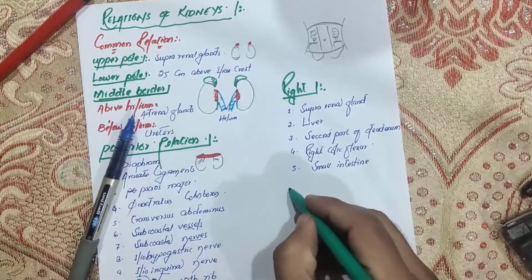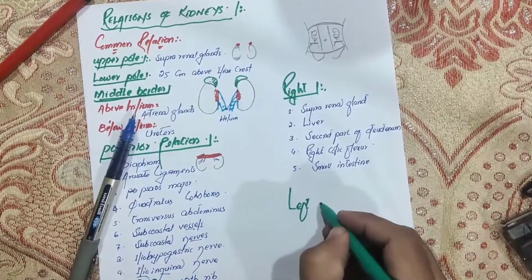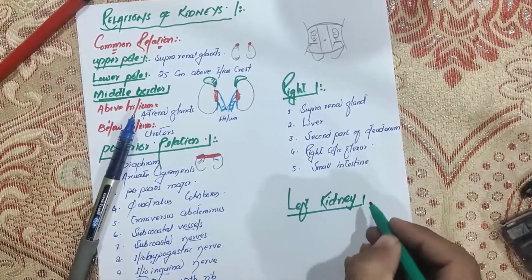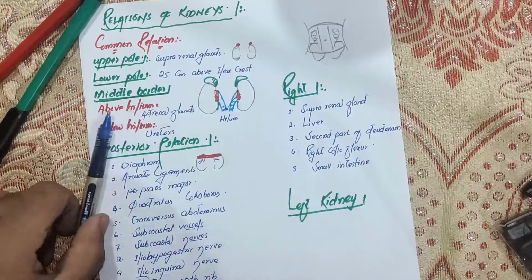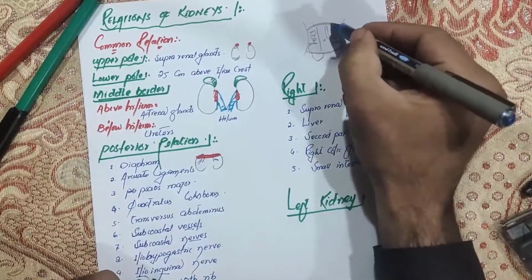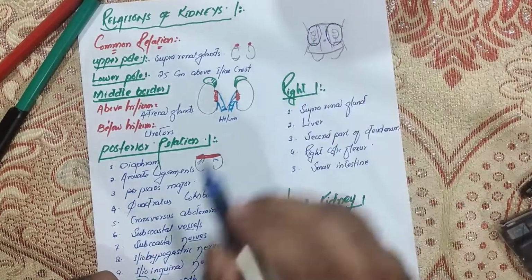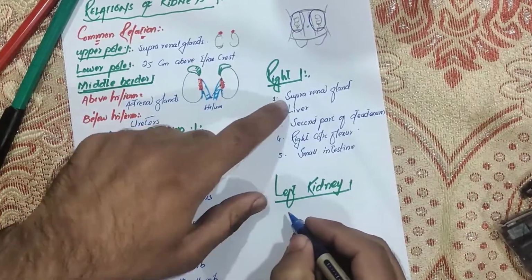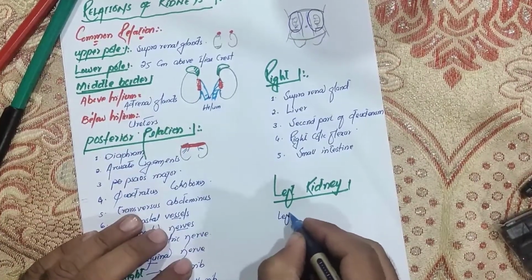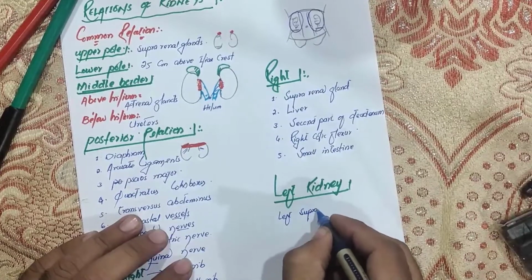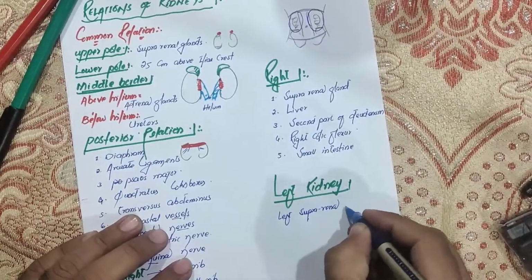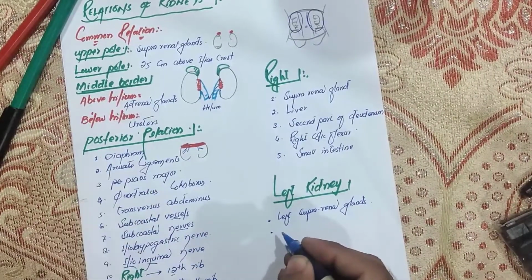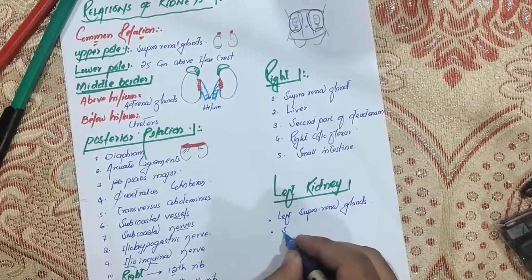Now let us go to the left kidney. In the left kidney, different structures will be found on the left side of the abdominal cavity than on the right side. So what are there? First of all, there is the left suprarenal gland. Done. Then the next important structure, the spleen, is present on the left side of your abdominal cavity.